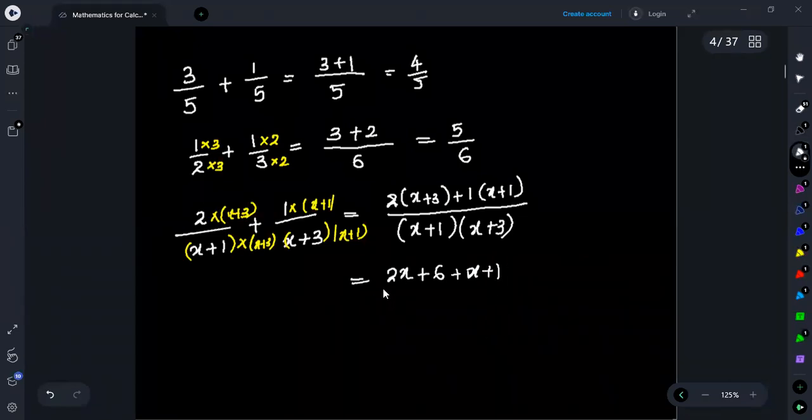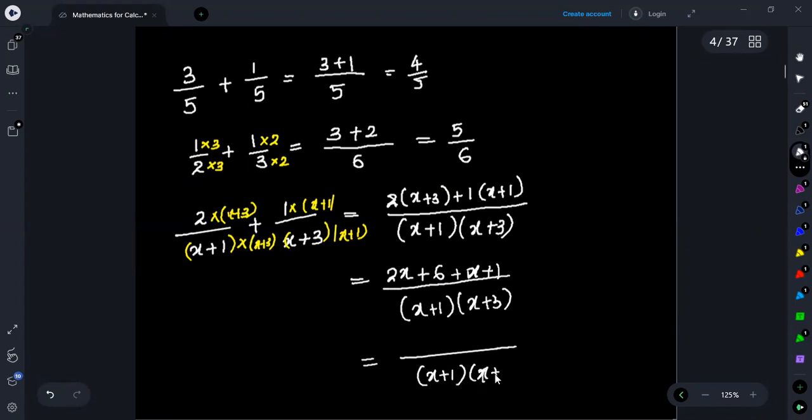We divide this by our common denominator. So we obtain the answer with the common denominator x plus 1 times x plus 3, and in the numerator we add the similar terms. 2x plus x is 3x, and 6 plus 1 is 7. So we obtain this as the answer.